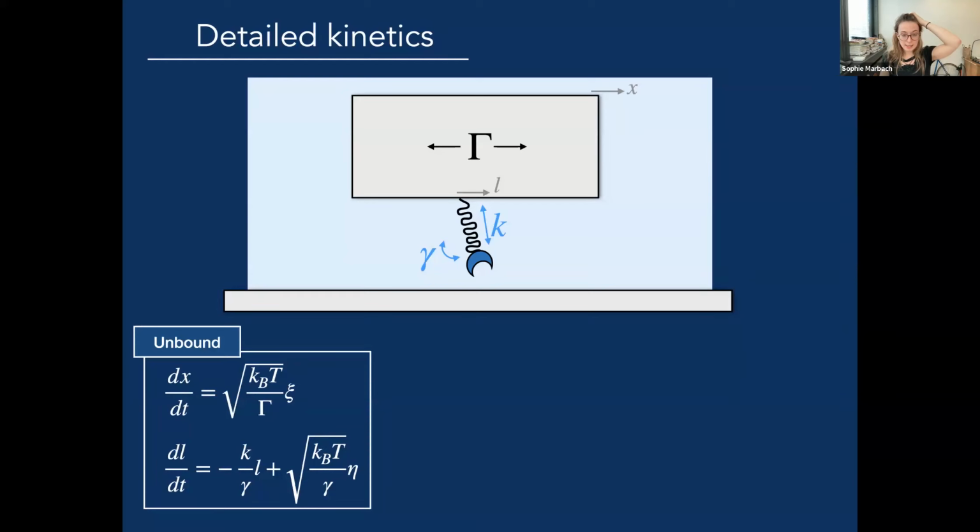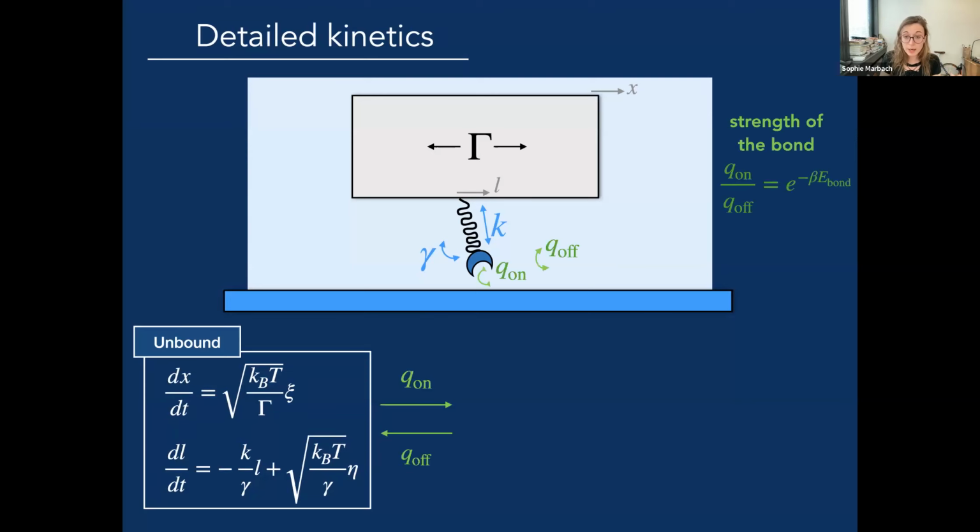Now my leg can bind and unbind to the opposing surface, to specific receptors. To make the story a little bit simpler, I'm just going to consider a smooth, sticky surface where my leg can bind anywhere. It binds with a binding rate Q on and an unbinding rate Q off. The ratio of the two rates gives me the energy of the bond, the specific chemical energy of making the bond.